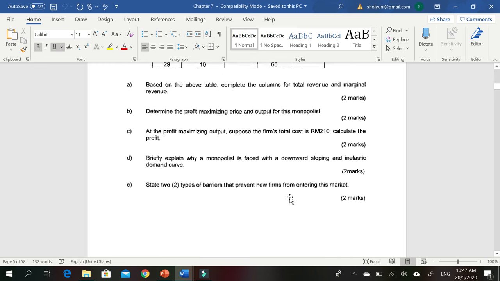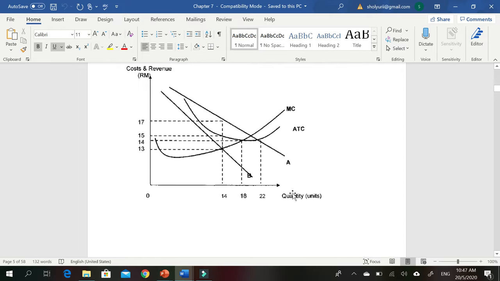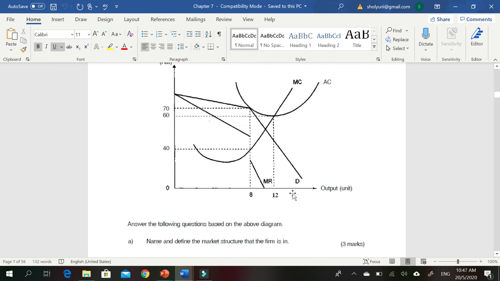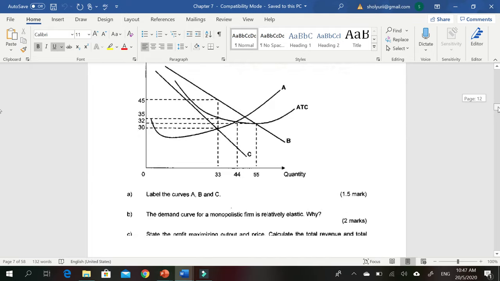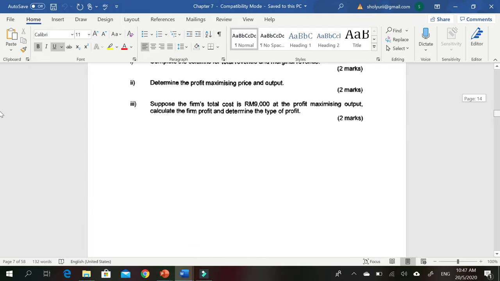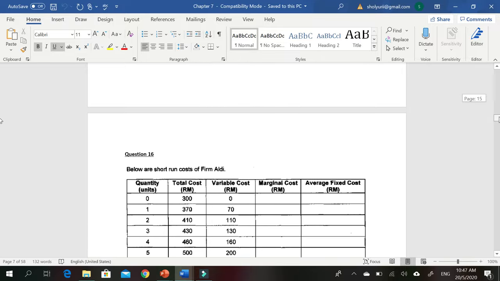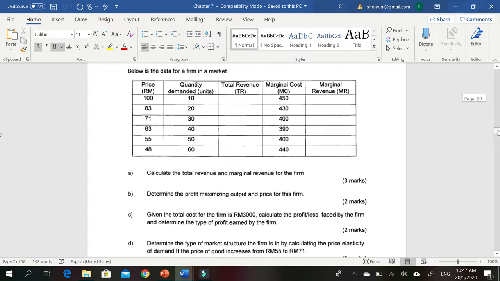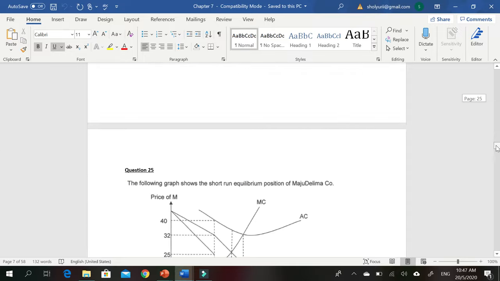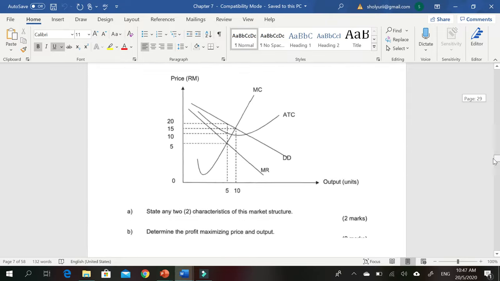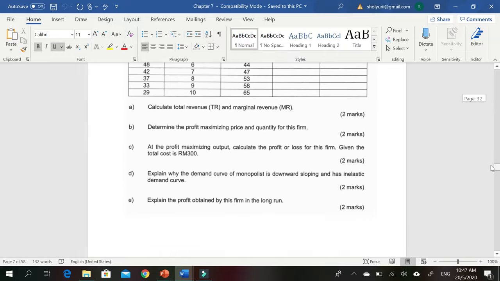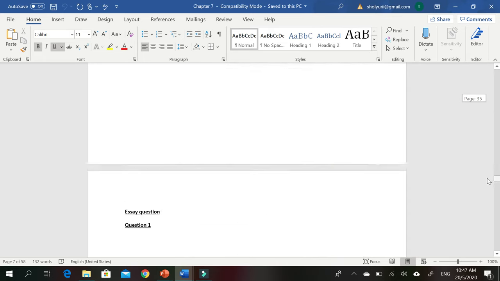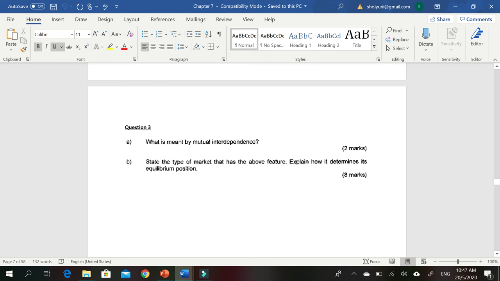Okay. Same goes here. Question 5. Please try. Question 7. Question with table. Question 13, question 14, question 16, 18, 20, 32, and 33, 35, okay. Oh, so that one is ECO162.